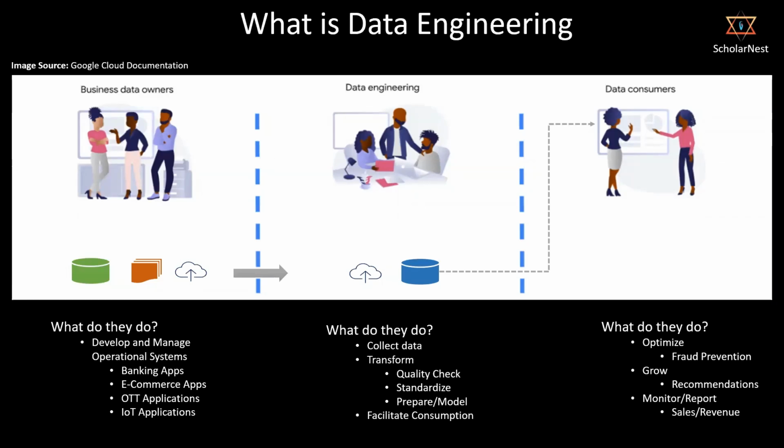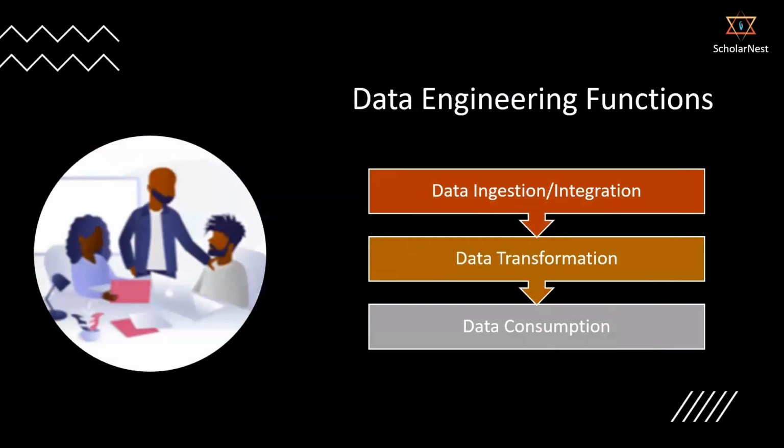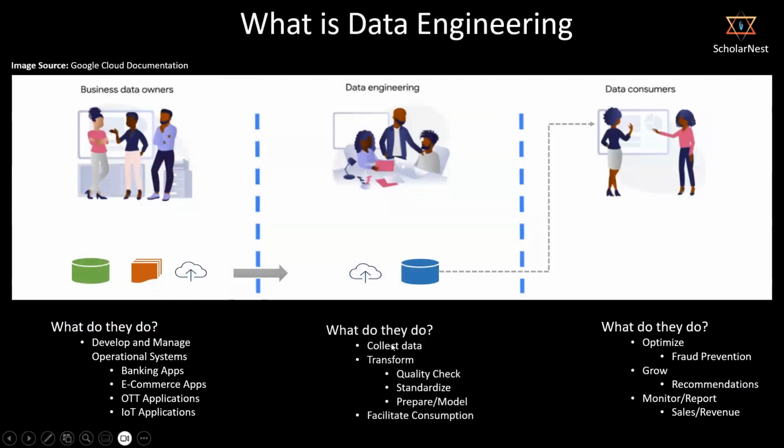So if you have to talk about what are the different functions of data engineering, there are three things: data ingestion or data integration. Then the second function is data transformation or data quality check or data preparation. And then the third thing is facilitating the data consumption for the data consumers, right? So these are three functions for data engineering. And the first one is to collect data from these source systems, right? And once data is collected, we bring it into our data engineering platform and keep it there.